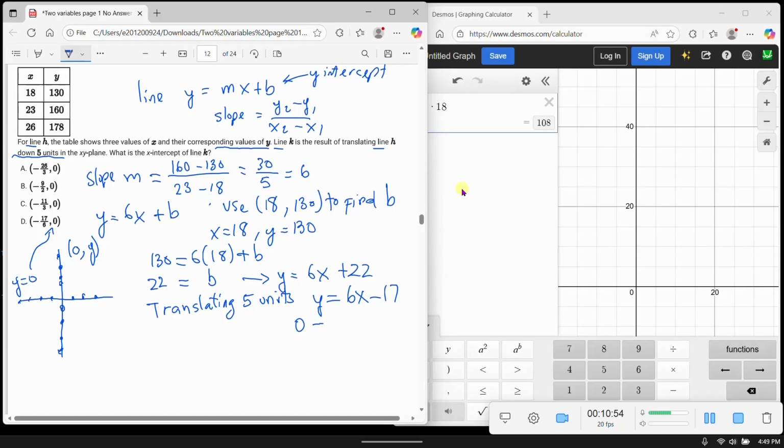Now I'm going to solve for x. So 6x minus, no, there was 22 minus 5 is positive 17. Okay. All right, now I'm going to subtract 17 on both sides. I divide by 6. So that's my x. So the whole thing would be, oh, so the answer is D.